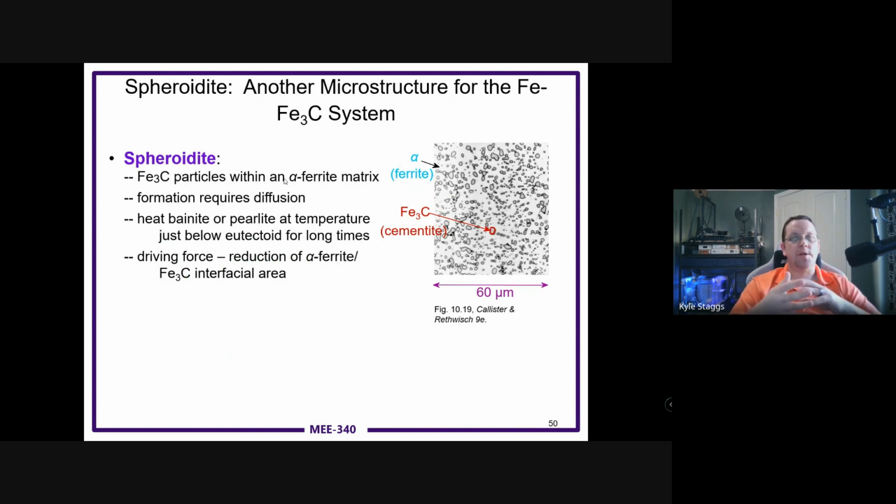Another type of microstructure that can be formed, but it takes a very long time in order for this to happen. This is more of an equilibrated type of structure. This is held at a more elevated temperature for a much longer period of time, usually more than 24 hours at a specific temperature. So it's bainite or perlite at these temperatures, right just below the eutectoid, for a very long time. And the driving force for this is surface energy minimization, is what it's called. It's a thermodynamic driving force.